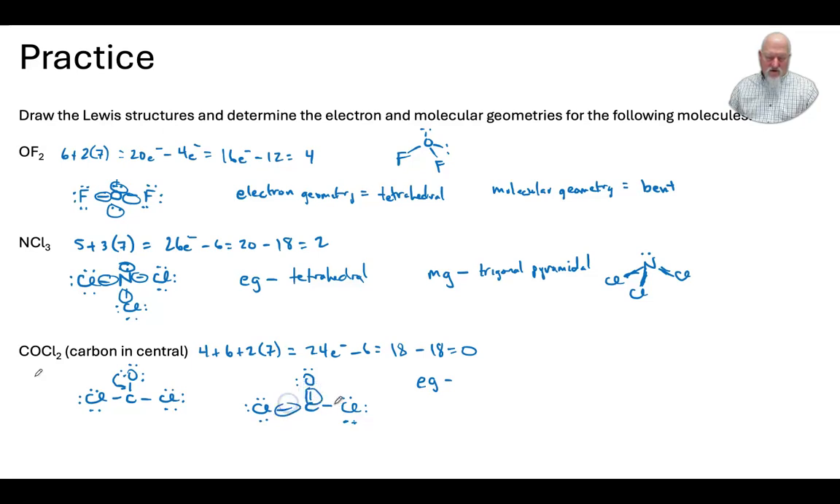Now, to figure out the electron geometry, we count the electron groups around the carbon. There's 1, there's 2, there's 3. So there's 3 total electron groups. For 3 electron groups, the electron geometry is trigonal planar. And the molecular geometry, since there's no non-bonding electron groups on the central atom, all the groups are bonding, it's also trigonal planar.